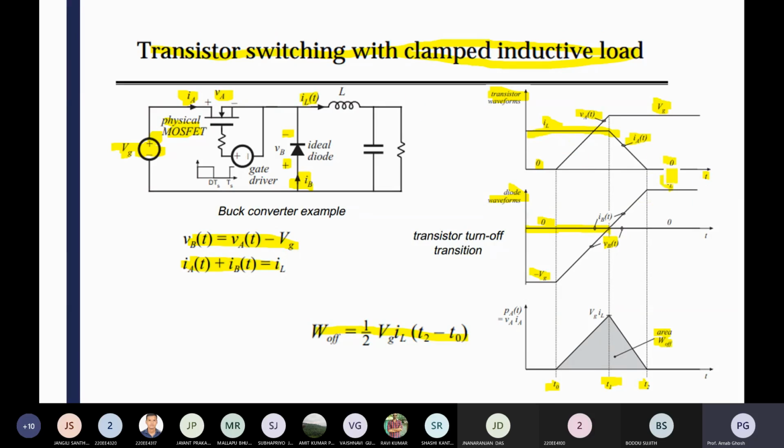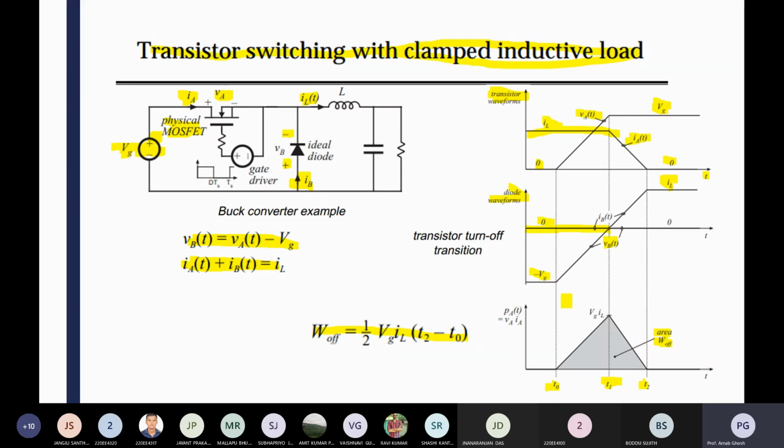If you see, up to the T1 position the IL current is there. After T1, the transistor current climbs down and the diode current climbs up. Overall, if you take the average, the average current is again IL, and finally you again get that IL value. So the current is more or less constant, and there is no such change in the current value.